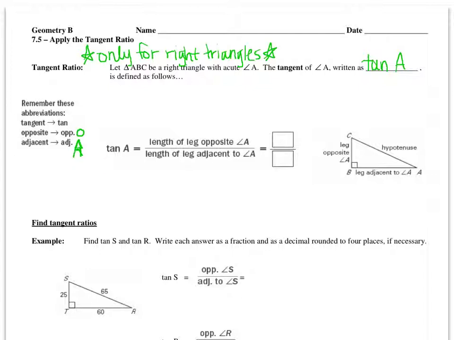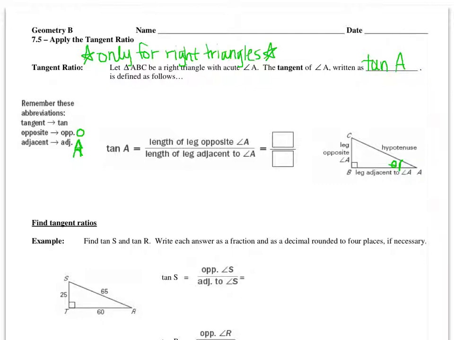So right here it says tangent of A equals the length of the leg opposite of angle A over the length of the leg adjacent to angle A. So let's look at our triangle right here. Here's angle A right here, and as we move into Algebra 2 next year, you'll put a little angle mark and they'll actually call this our theta. So the angle that we're looking at is our theta.